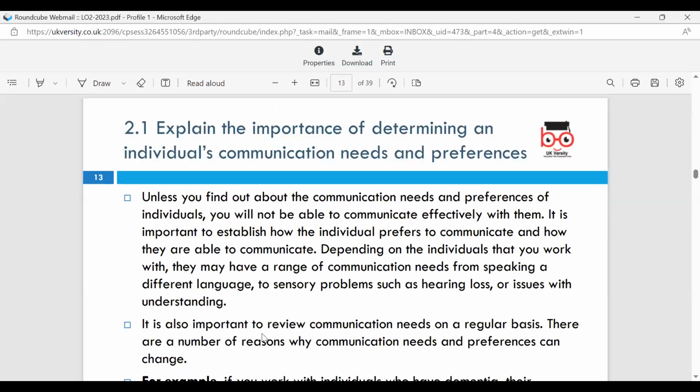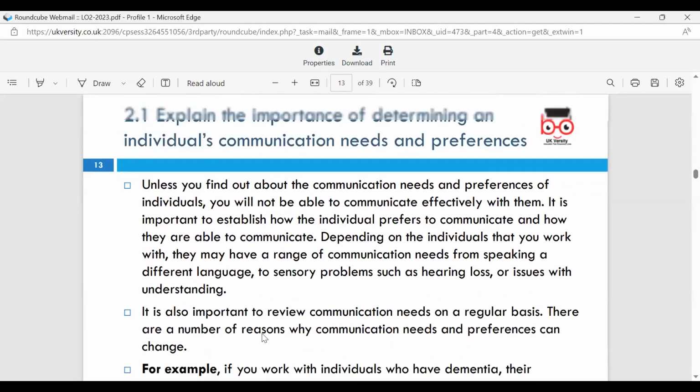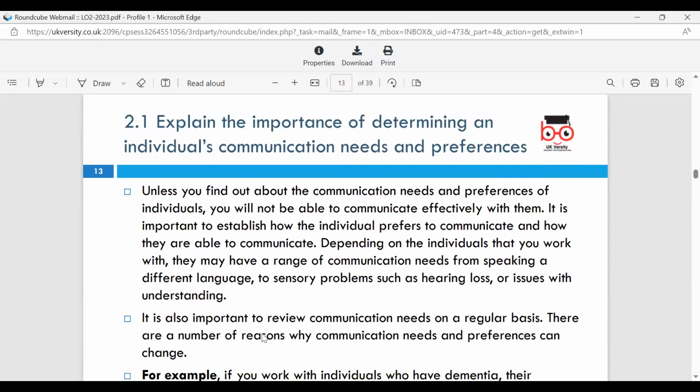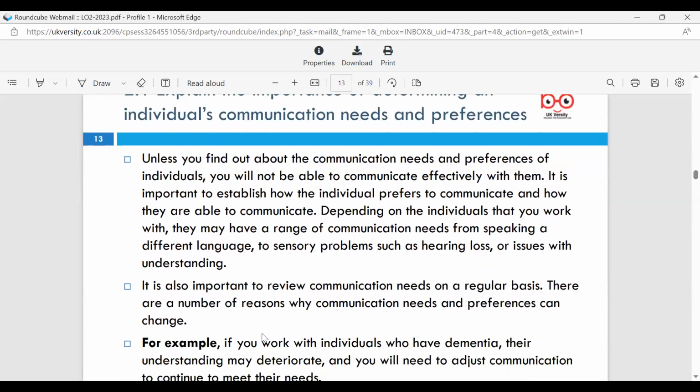Okay, so we're looking at 2.1, the importance of determining an individual's communication needs and preferences. Unless you find out about the communication needs and preferences of individuals, you'll not be able to communicate effectively with them. It is important to establish how the individual prefers to communicate and how they are able to communicate.